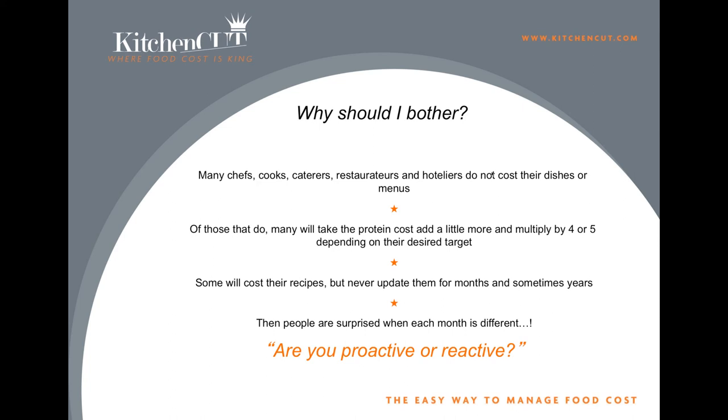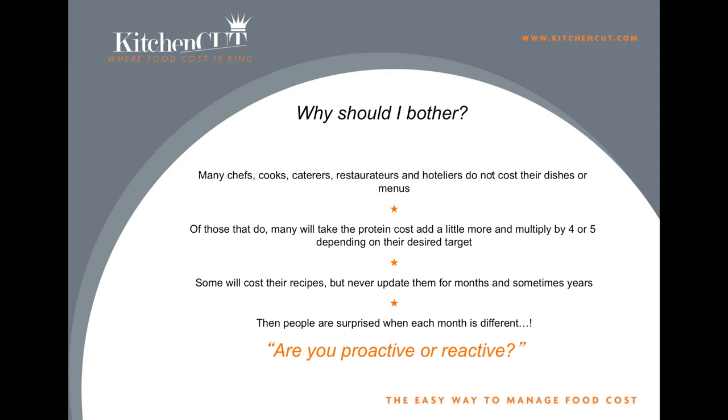Some proteins, particularly the more volatile ones like salmon, fish and seafood, and again lamb and poultry, have huge fluctuations happening worldwide. It's very difficult to keep on top of those costings. And people that do this as a rough guesstimate are surprised when each month is different and their food costs or gross profit margins show different figures each month. People don't really know how to get on top of it. And typically, when there's a particularly bad month, it's all too late.